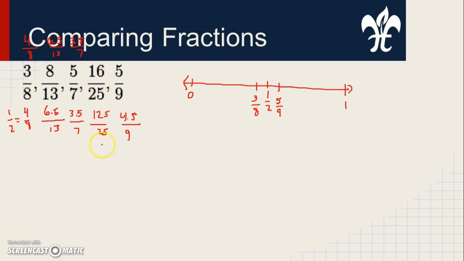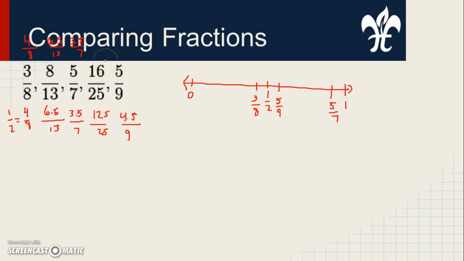Then we have 16/25, 8/13, and 5/7 that we're still working with. Okay, 5/7 is pretty far away from 3/5. 5/7 is almost 7/7. It's almost 1. So we'll put 5/7 down here. And then we have 16/25ths. So 12 and a half out of 25, 6 and a half out of 13. That compared to our 8/13ths and our 16/25ths.